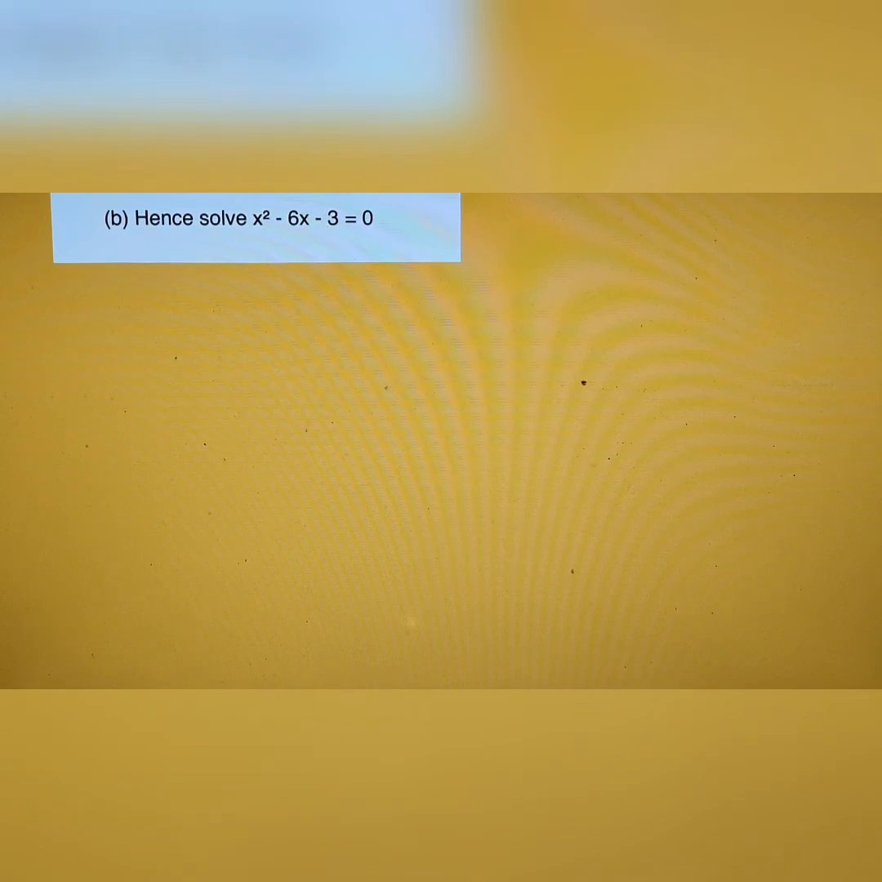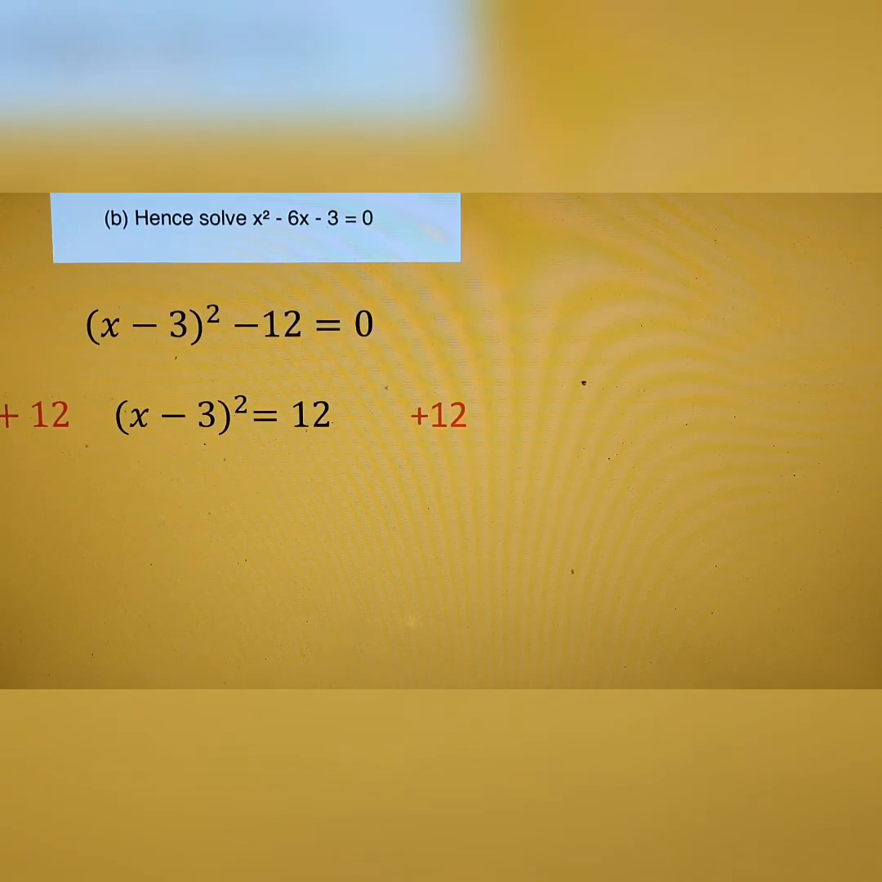Hence solve x squared minus 6x minus 3 equals 0. So we've just completed the square for that question. Now you're going to solve it. So from our completed square, make it equal to 0 and then begin to solve. You want to get rid of the minus 12 by adding 12, and then you want to get rid of the squared form by square rooting both sides.